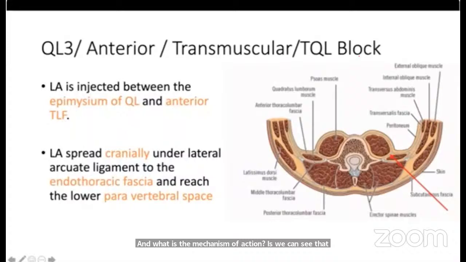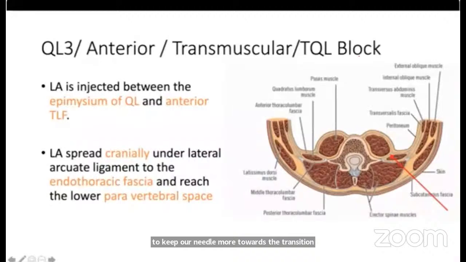It moves cranially through the medial and lateral arcuate ligaments of the diaphragm, and it has all its action because of indirect paravertebral spread. This has been proved with cadaveric dissection studies. So if we are doing a block at the L3, L4 level, it produces analgesia up to T4. And this is really nice. The only important aspect is that we have to keep our needle more towards the transverse process side and not allow it to go towards the aorta's fascia or the renal pad of fat.